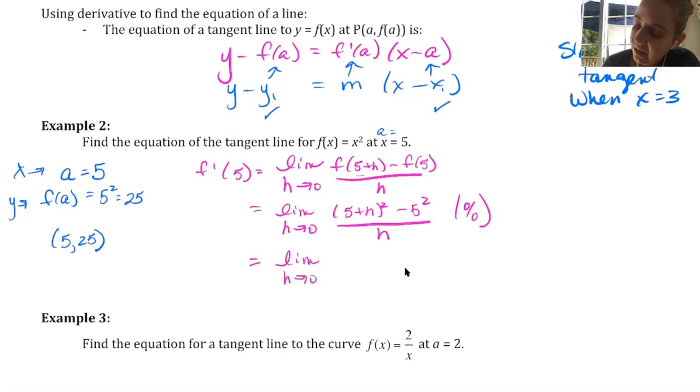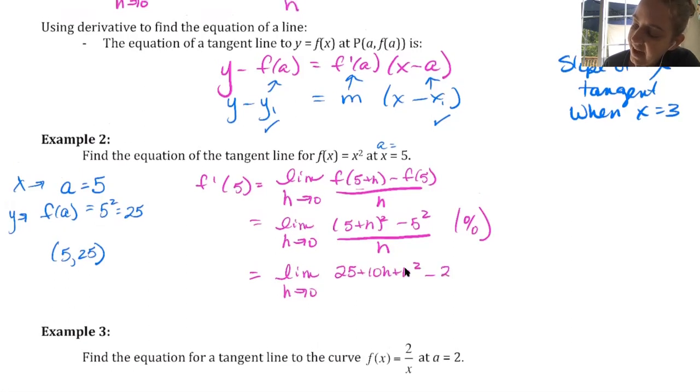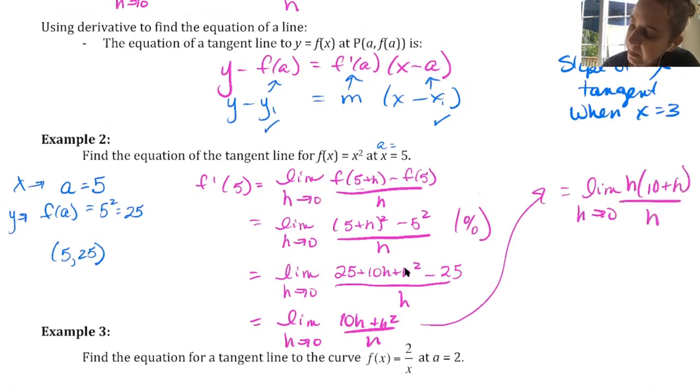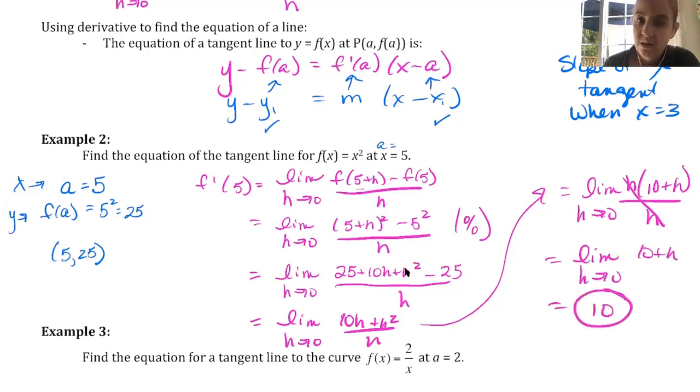So 5 plus h squared, you're going to FOIL that out. 25 plus 10h plus h squared minus 25 all over h. This is the limit as h approaches 0. Yes, you should write that out every single time. My 25s cancel out. So this is 10h plus h squared over h. This is equal to the limit as h approaches 0. Factor out that h. That factor and cancel is going to be the last step 95% of the time. And those h's cancel out. So this becomes the limit as h approaches 0 of 10 plus h. I'm left with 10.